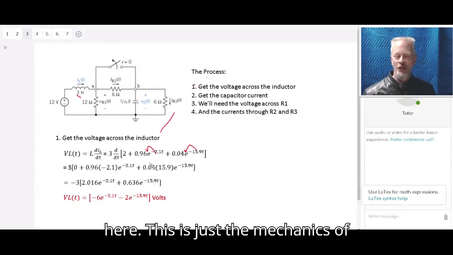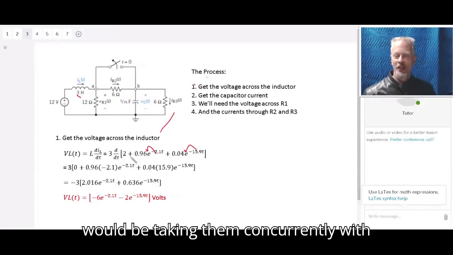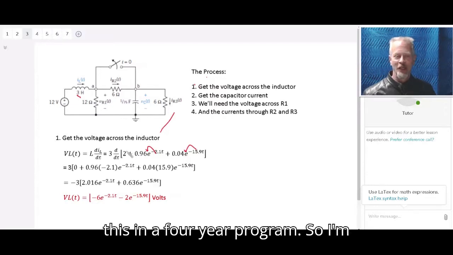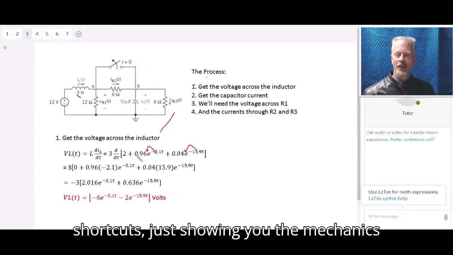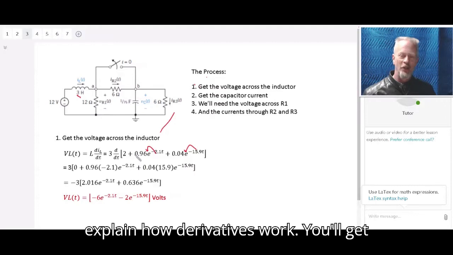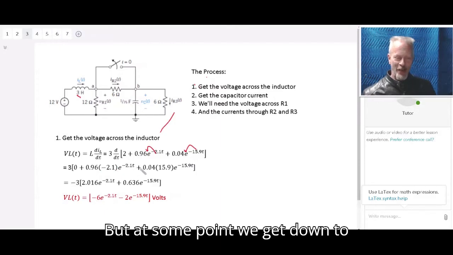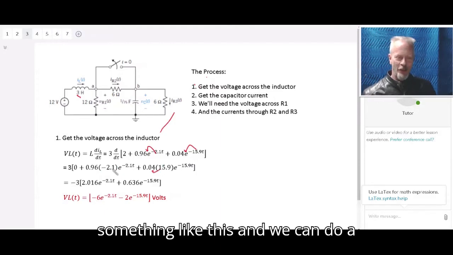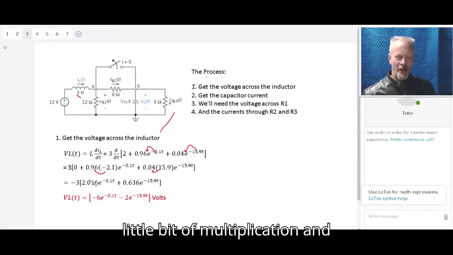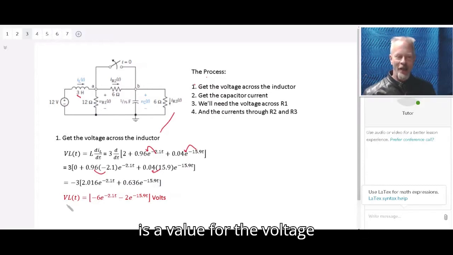This is just the mechanics of something that you would be studying in your calculus classes, as you would be taking them concurrently with this in a 4-year program. So I'm going to be taking those kinds of shortcuts, just showing you the mechanics of what we do, but I'm not going to explain how derivatives work. You'll get that when you take calculus. But at some point we get down to something like this, and we can do a little bit of multiplication, and after all is said and done, we end up with a funky looking value with a bunch of exponents, but it is a value for the voltage across the inductor.